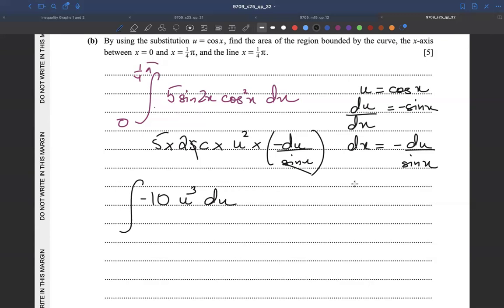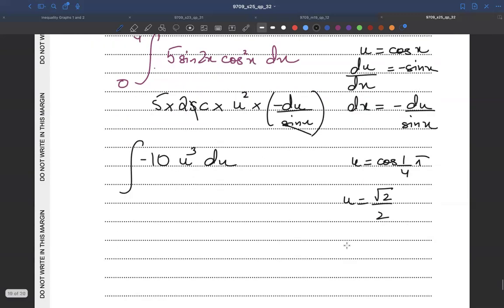And now we'll change the limits as well. So u is equal to cos of x. So we'll write cos of 1 upon 4 pi. Now cos of 1 upon 4 pi, if we substitute this in the calculator, is equal to root 2 upon 2, that is basically 0.707. And when we substitute cos of 0, that is equal to 1. So we are getting the upper limit with the lower value, which basically changes the sign over here. So we can remove the sign and write 1 and root 2 upon 2 as our limits.